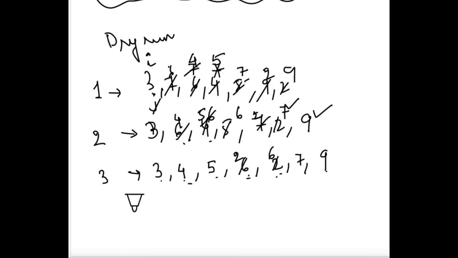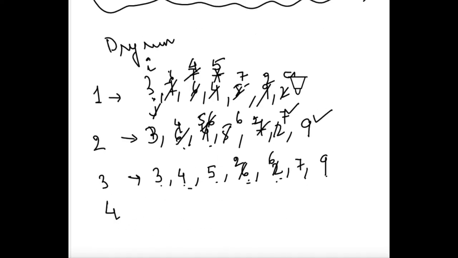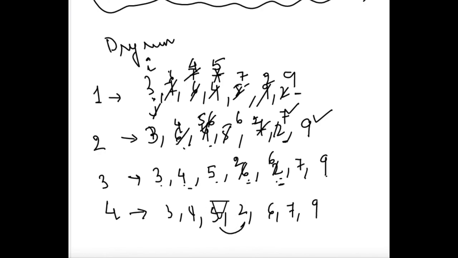Now pass number 4. So, we went till here first, then we went till here first, then we went till here. Pass number 4. 3 and 4 is fine. 5 and 2. So, it will be 3, 4, 5, 2, 6 and 7, 9. So, 3 and 4 is fine. 5 and 2. The swap will happen and this will become 2 and this will become 5. So, as we can see, slowly, slowly, all the largest elements are getting pushed at the last.